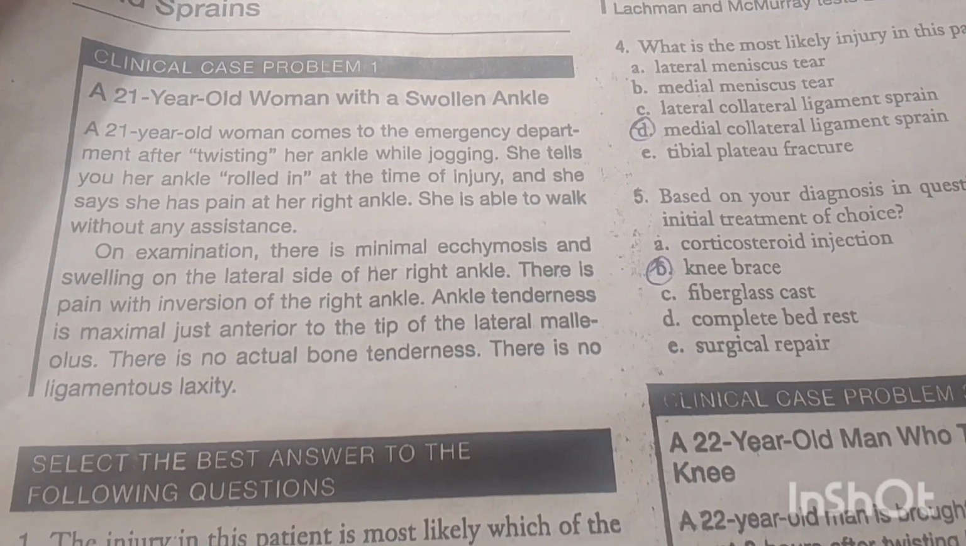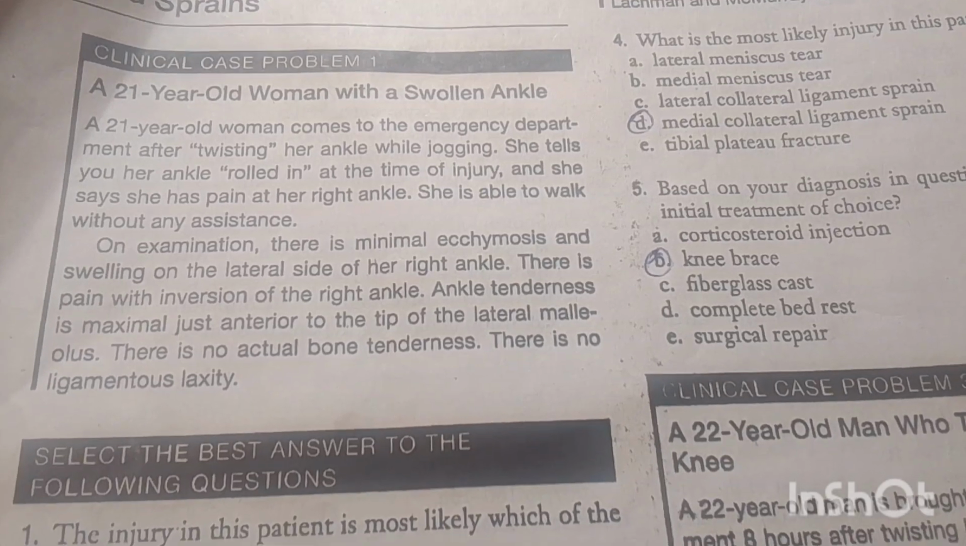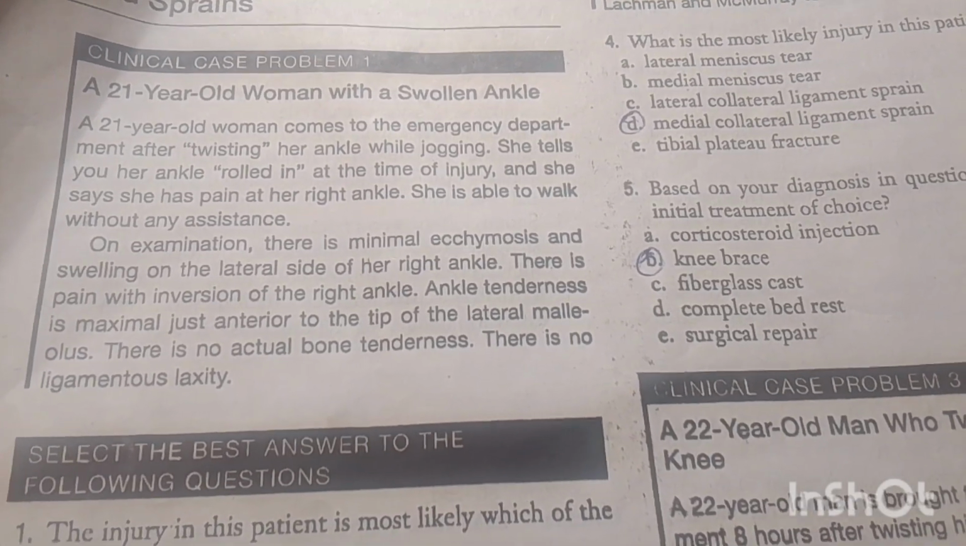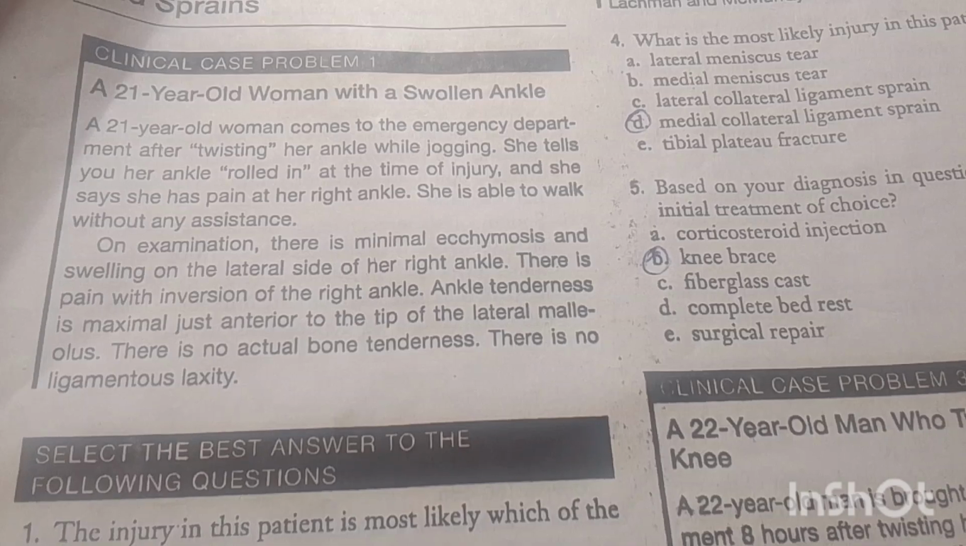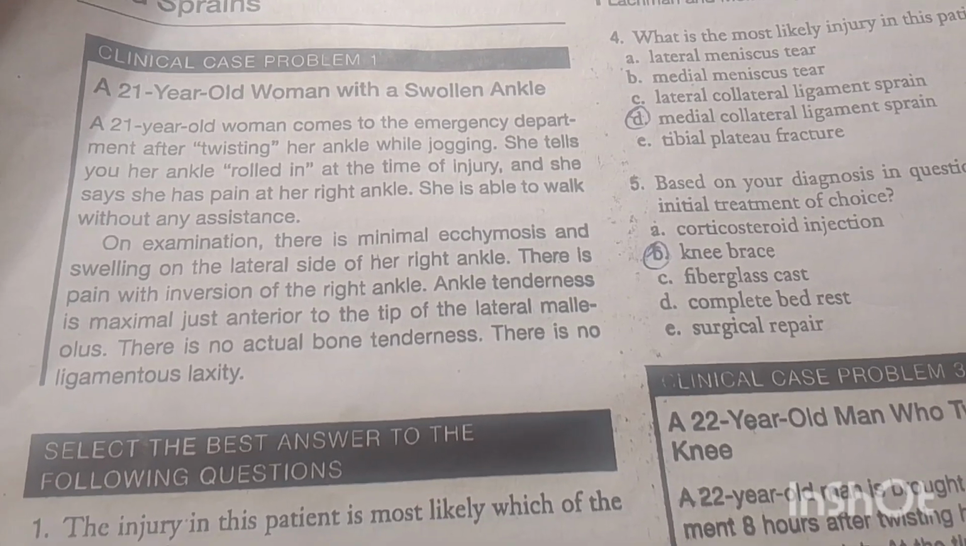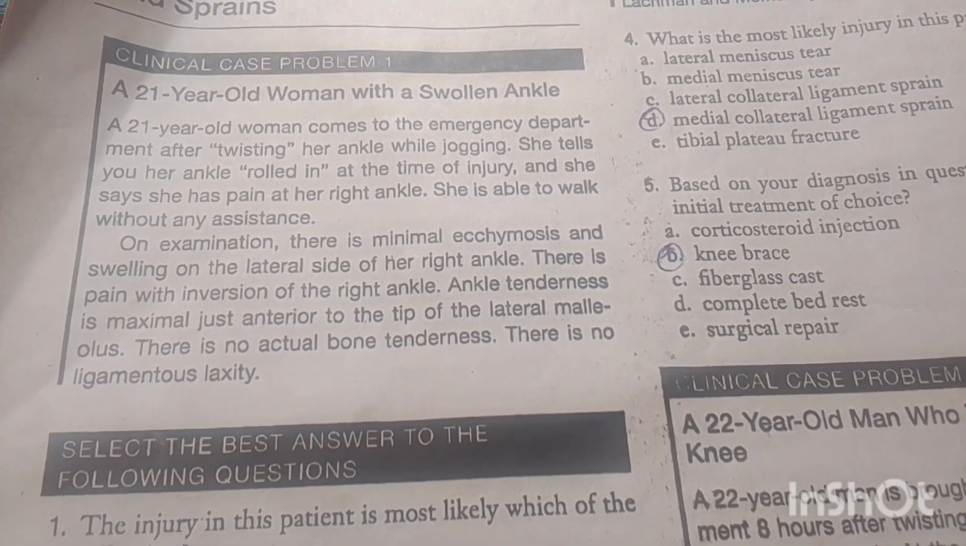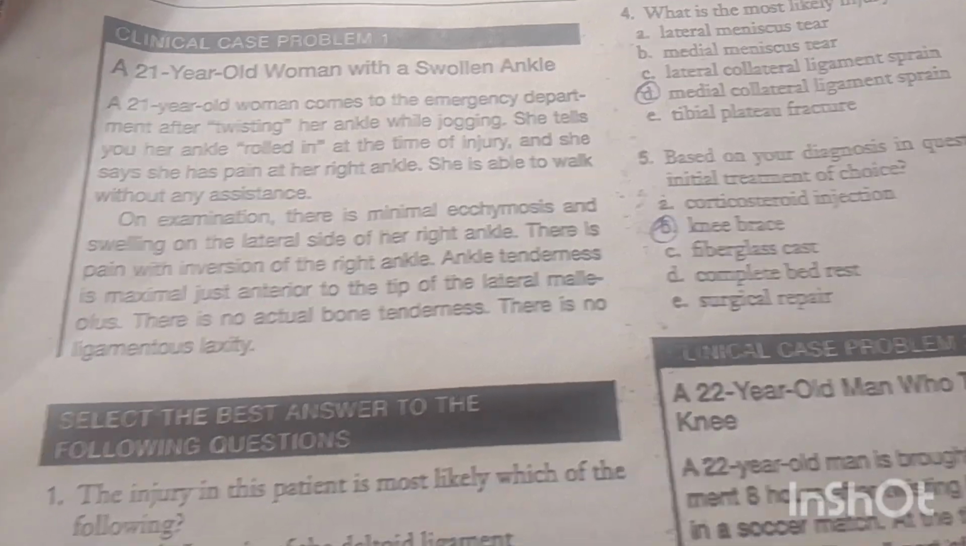On examination, there is minimal ecchymosis and swelling on the lateral side of her right ankle. There is pain with inversion of the right ankle. Ankle tenderness is maximal just anterior to the tip of the lateral malleolus. There is no actual bone tenderness. There is no ligamentous laxity.